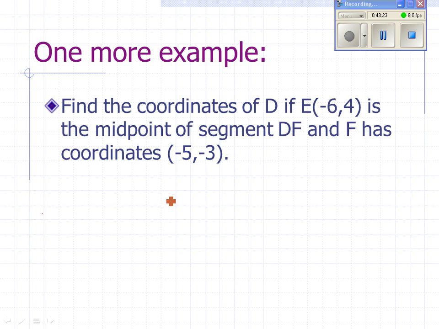All right, see how smart you are. Write this one down, a little tougher. Christian can do all that stuff that we've done up to this point. That's all easy stuff. This one's a little harder. It says find the coordinates of point D if E is negative 6, 4 and is the midpoint of segment DF, and F has the coordinates of negative 5, 3.